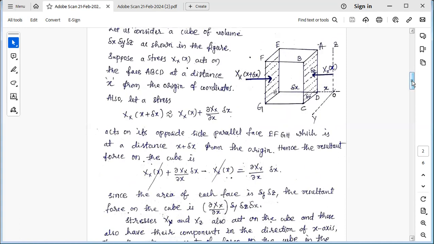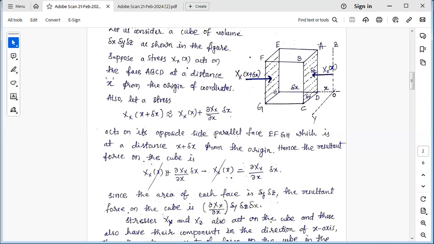Because of stresses, the strain will be developed in the medium. Strain means the change in the dimensions of a body. And hence the resultant force. What is the resultant force acting on this cube? The difference of these two forces, because these two forces are in one direction, but they are opposite to each other. That is why we have to subtract these two forces to get the resultant force.